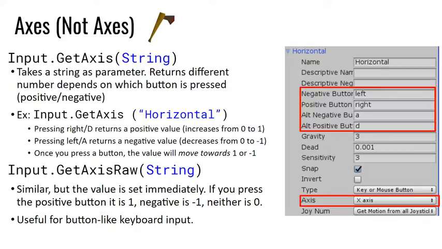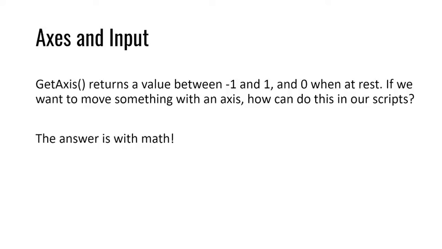Any questions? Does get axis return a float? A float, yeah. I think get axis raw also returns a float, even though it can only be 1, -1, and 0.